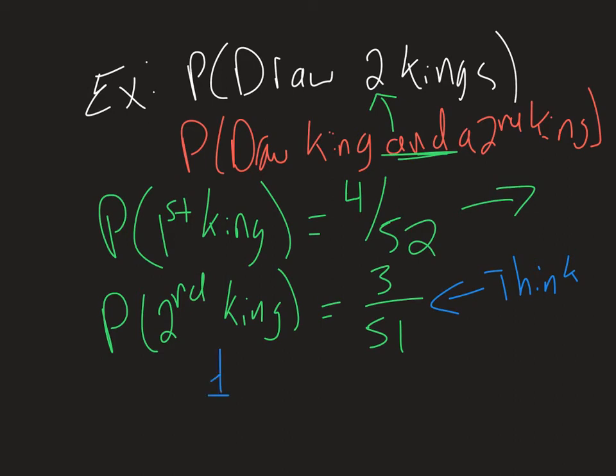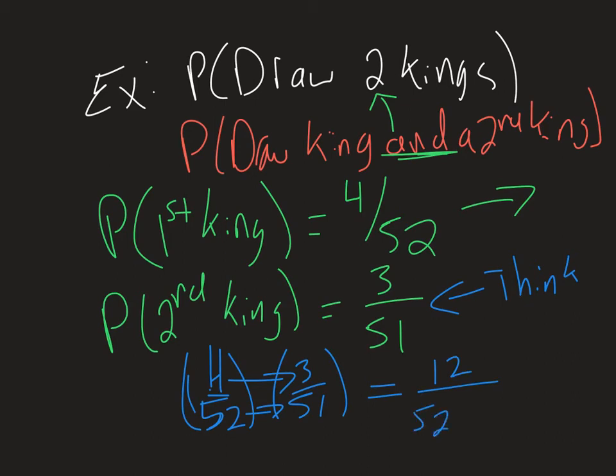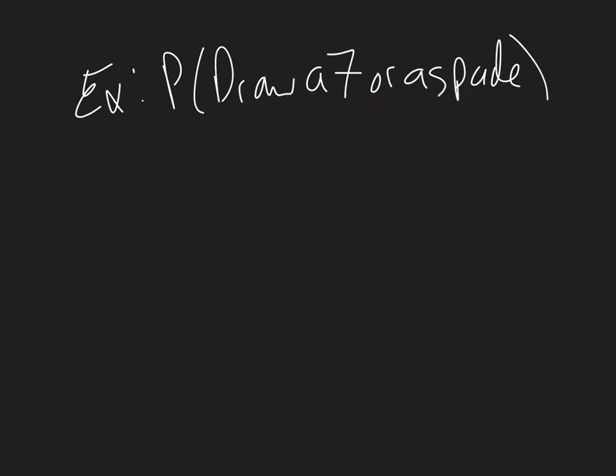So I'm going to have 4 out of 52. That's the probability of the first king, times the probability of the second, which is going to be 3 out of 51. I multiply straight across. I'm not sure what that would be off the top of my head, but ultimately we would have 4 times 3, which is 12, divided by whatever 52 times 51 is. And that would be our probability of drawing two kings.